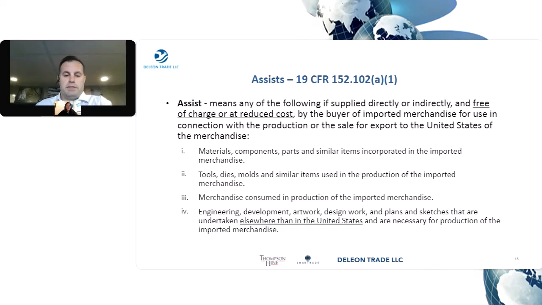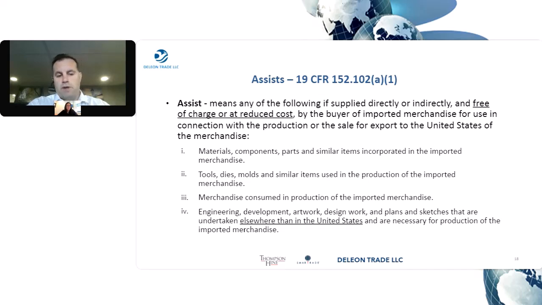Okay, assist is the biggest category of additions, I would say, that we often find, whether I was at customs or now being an external auditor or consultant that helps companies. We see assists all the time, right? And it's really any of the following list of 4 items that are supplied directly or indirectly, free of charge or at reduced cost by the buyer.